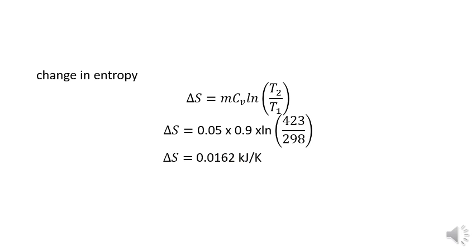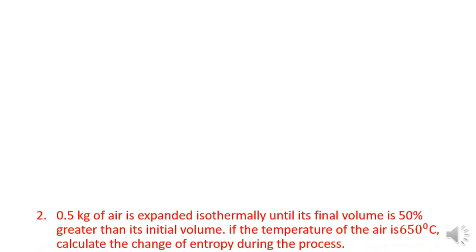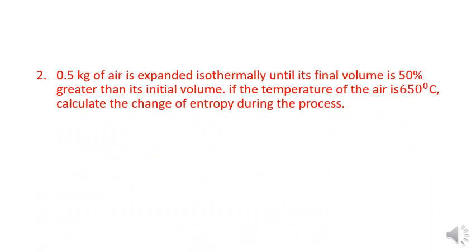That's the second problem. 0.5 kg of air is expanded isothermally until its final volume is 50% greater than its initial volume. If the temperature of the air is 650 degrees centigrade, calculate the change in entropy during the process.